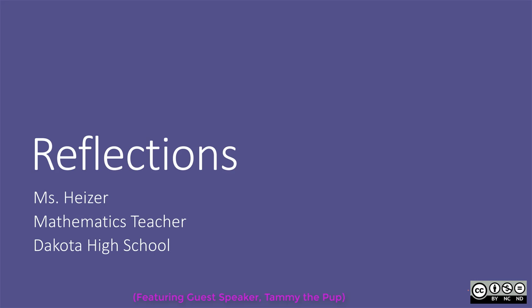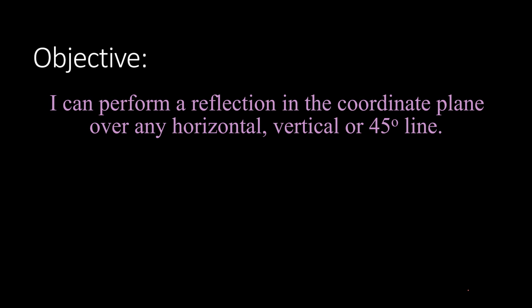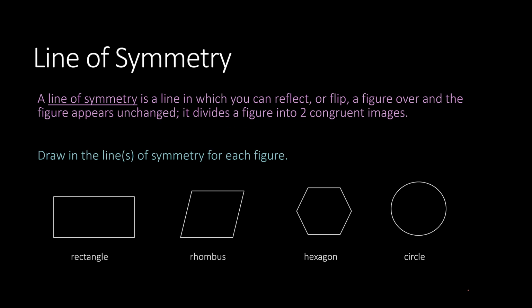Okay, welcome to today's lesson on reflections. A reflection is just a transformation where we're going to flip an image or a point. By the end of this video, we should be able to perform a reflection in the coordinate plane over any horizontal, vertical, or 45-degree line.